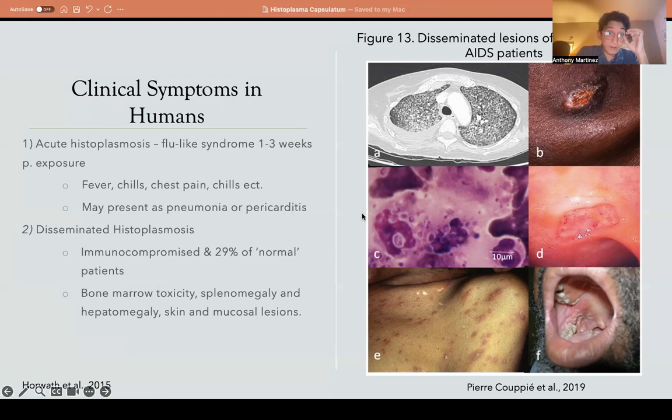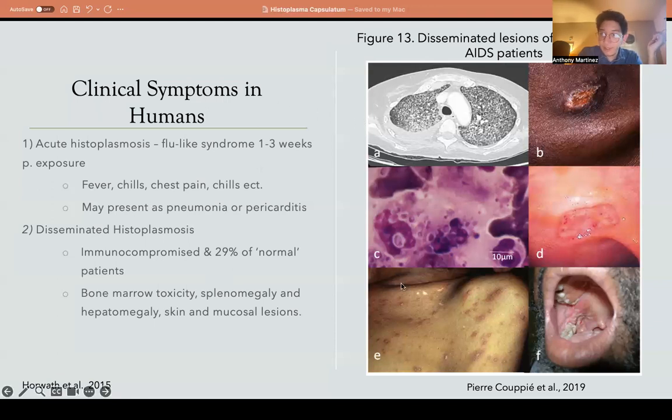There are two other well-characterized forms of this. The second is disseminated histoplasmosis. So this is common in immunocompromised individuals, though it was also reported in 29% of normal non-immunocompromised patients. And this is the most lethal form of this infection. At this point, it's disseminated because it's in your macrophages. They go to your lymph nodes, they go to your bloodstream, and then they disseminate throughout your body. You can get bone marrow toxicity, splenomegaly, hepatomegaly, and skin and mucosal lesions.